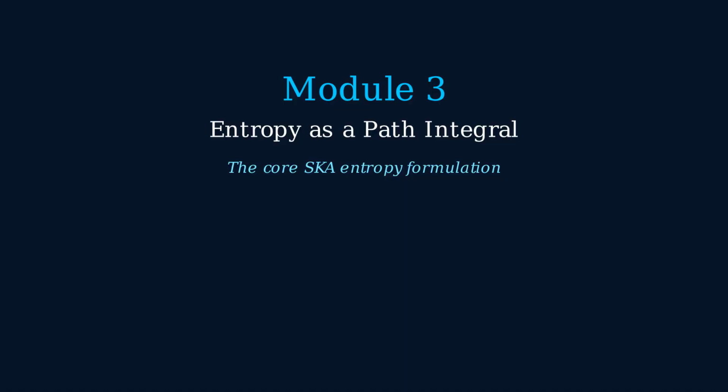Module 3, entropy as a path integral. Here we develop the core SKA entropy formulation, h equals minus 1 over ln2 times the integral of z dd. We define z as structured knowledge, dd as the infinitesimal change in decision probability, and show how entropy captures the accumulation of knowledge across forward steps.